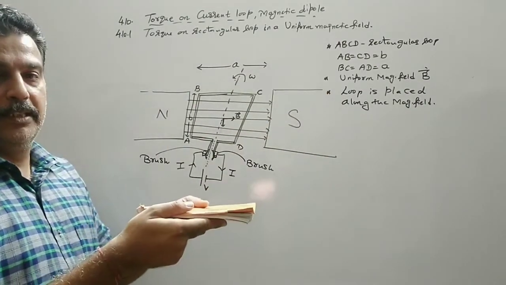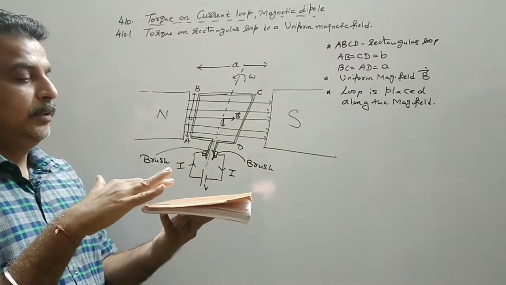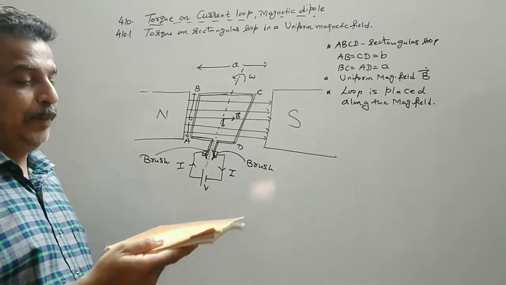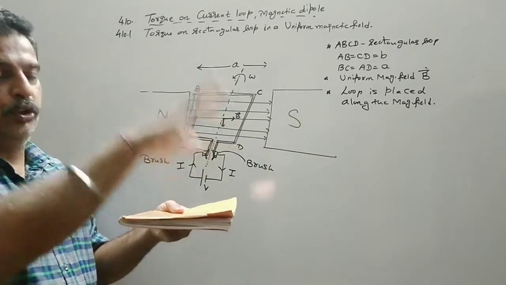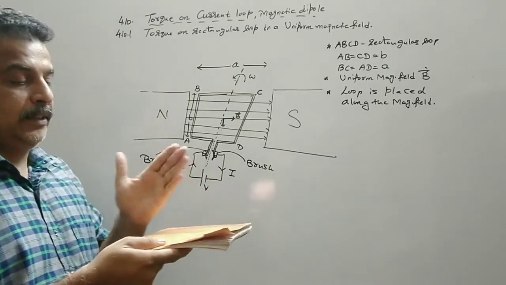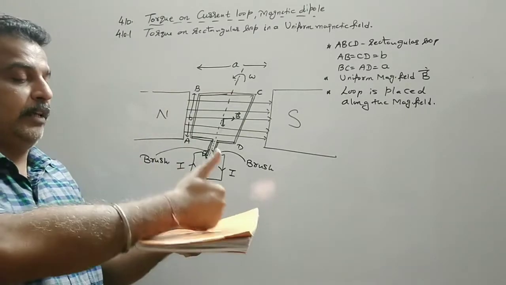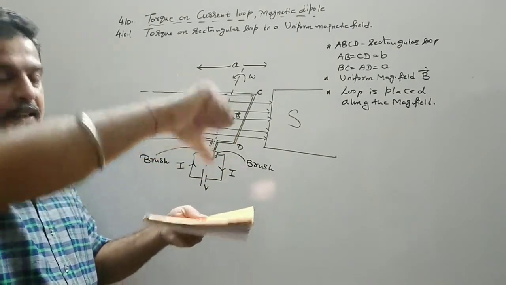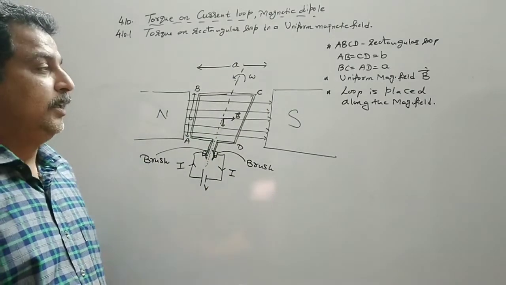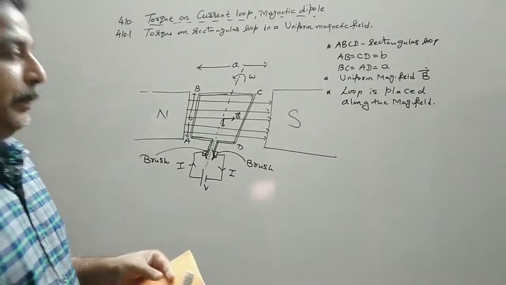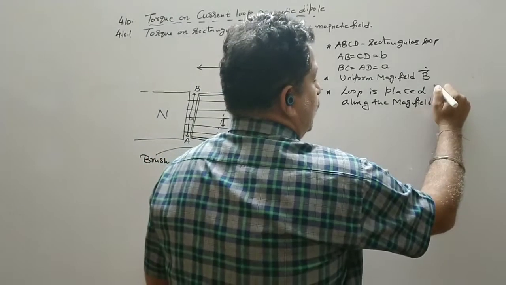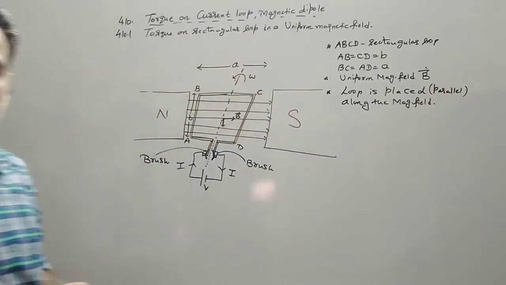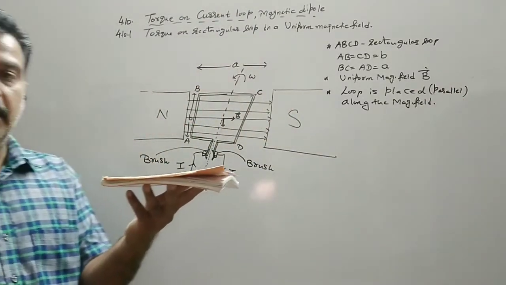The loop is placed parallel to the magnetic field. So the magnetic field is along the x-axis and the plane of the loop is also parallel to it. It means its area vector, you can take either along the y-axis or along the negative y-axis, is perpendicular. So the loop is placed either parallel or along the magnetic field. So this is the situation.